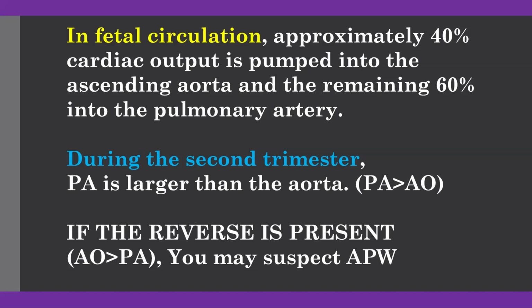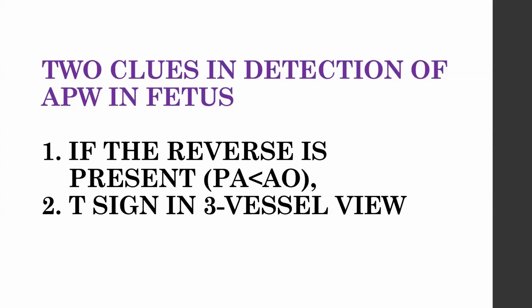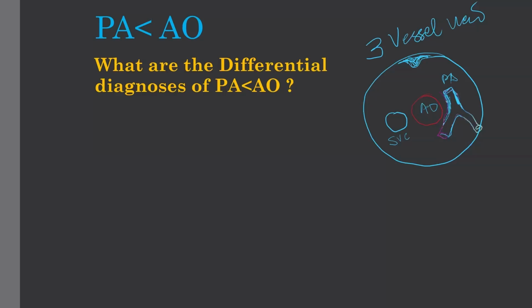So during the second trimester, the PA slowly becomes larger than the aorta. So when the reverse is present, in this presentation, you should think that aorto-pulmonary window is a possibility. So there are 2 clues in the detection of the APW in fetus. One, a T sign seen in the 3-vessel view. If the reverse is happened, as I said, the PA is smaller and the aorta is larger, you should suspect an aorto-pulmonary window. So what are the differential diagnoses when the PA is small, aorta is larger?